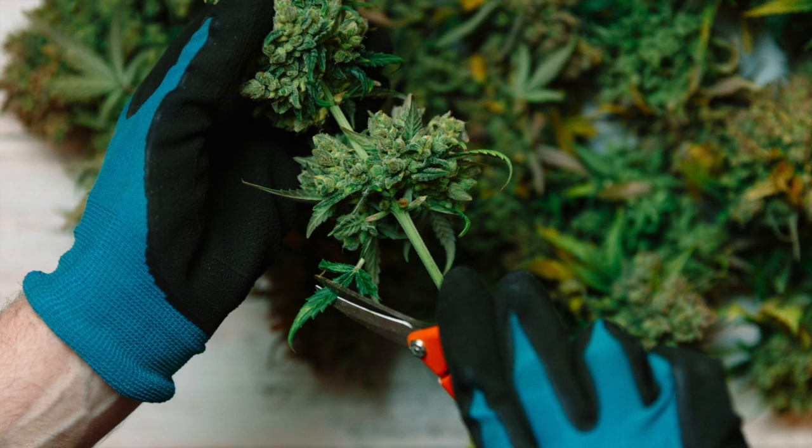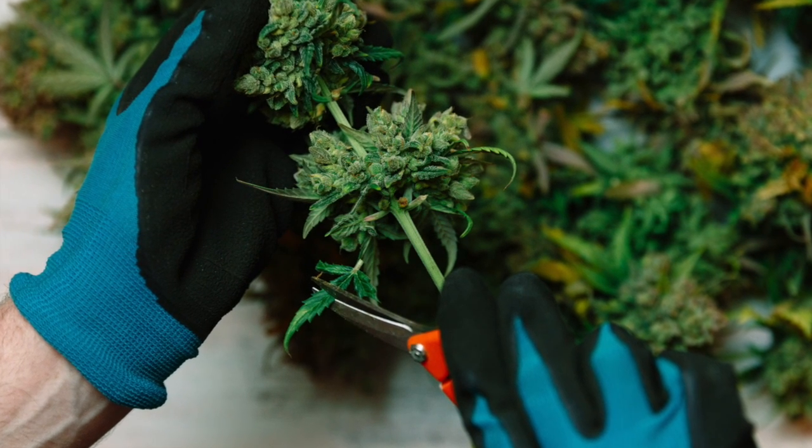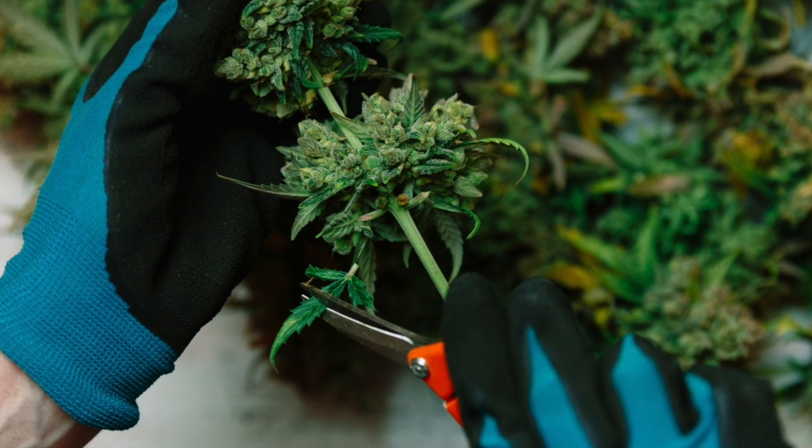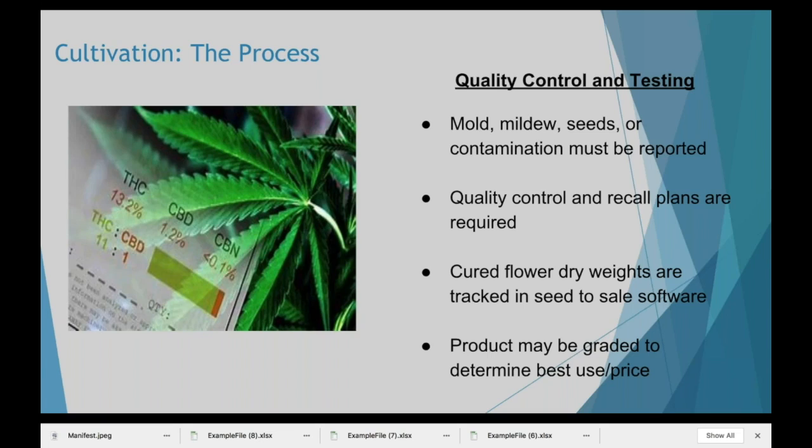Company rules and/or track and trace software will require employees to report weight of the bud, trim, and the waste created as a result of curing and trimming the flowers. If at any time the inventory displays signs of mold, mildew, seeds, or contamination, the person making the observation should report the issue immediately.